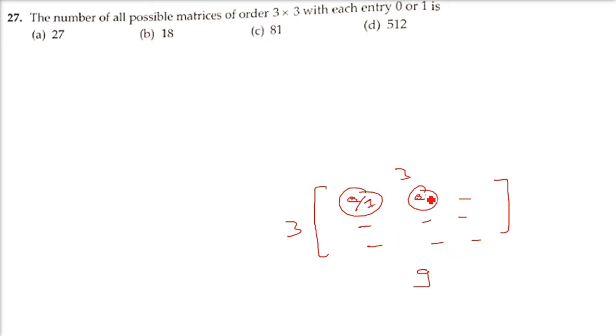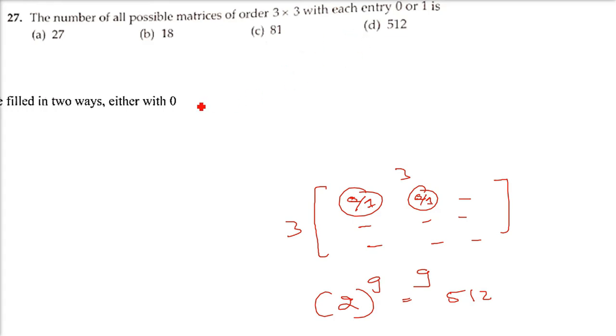The number of all possible matrices of order 3 by 3 with each entry being 0 or 1. There are 3 by 3, so 9 entries will be there. 3 3s are 9. And each entry can be 0 or 1. So 2 possibilities, 9 places, so it will be 2 to the power 9. 512 will be the answer.